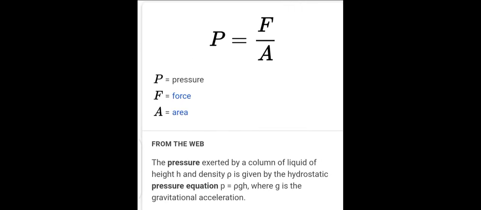This is the formula. P equals F upon A, where P is pressure, F is force and A is the area. This is taken from the web. The pressure exerted by a column of liquid of height h and density rho is given by the hydrostatic pressure equation. This is not P, this is rho. P, pressure, equals rho, density, g is the gravity and h is the height. This is also for pressure. The formula for pressure, P equals rho g h.